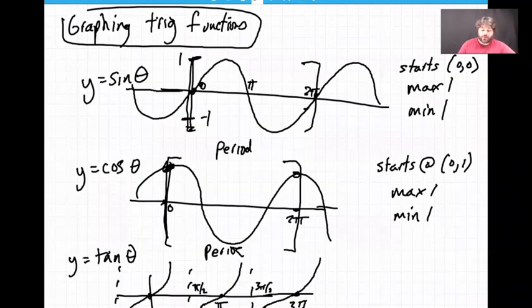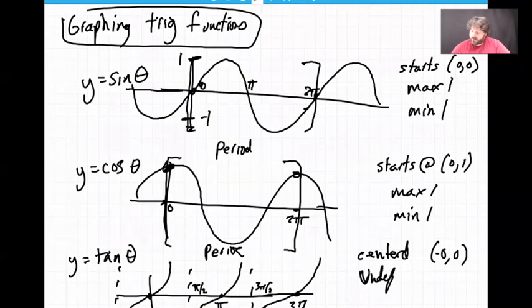Now we can use a graphing calculator to graph the other three, all right? But what do we want to know here? This thing is centered at 0, 0, and it's undefined at pi over 2, 3 pi over 2, 5 pi over 2, etc. Okay, it's got these vertical asymptotes. So every pi, it's centered, and every pi, it's got a vertical asymptote.